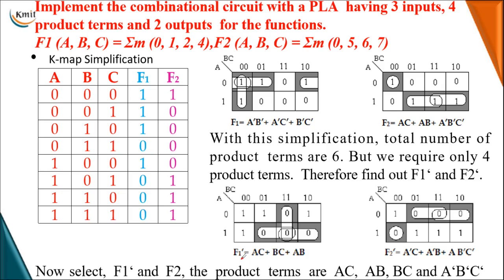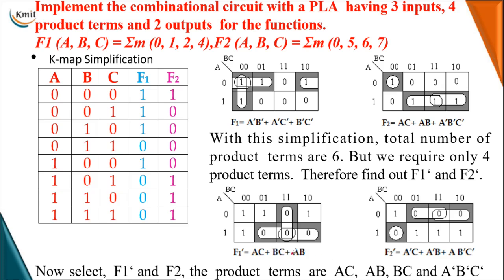Now, to calculate the complement of F1, I have to cover the maxterms. When I cover the maxterms, I obtain F1 bar is equal to AC plus BC plus AB, or the complement of F1 is equal to (A bar OR C bar) into (B bar OR C bar) into (A bar OR B bar), in POS form. You can write it in terms of POS or SOP form, but PLA is implemented using SOP form. Hence, I'm writing F1 complement is equal to AC plus BC plus AB. In the same manner, F2 bar is equal to A bar C plus A bar B plus AB bar C bar, because one isolated minterm and 2 pairs are there.